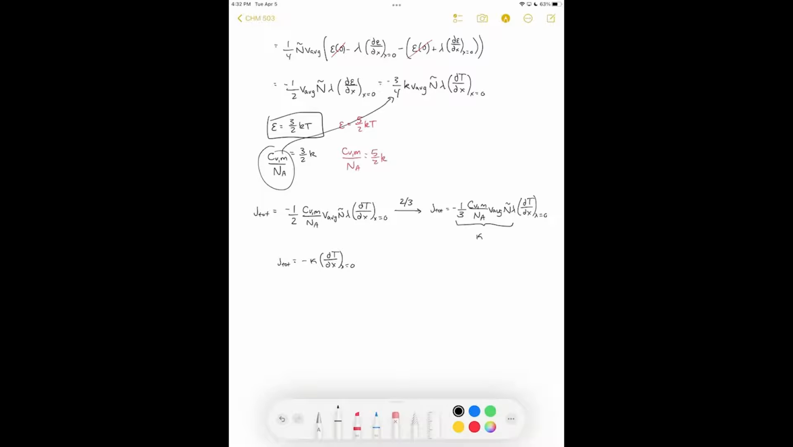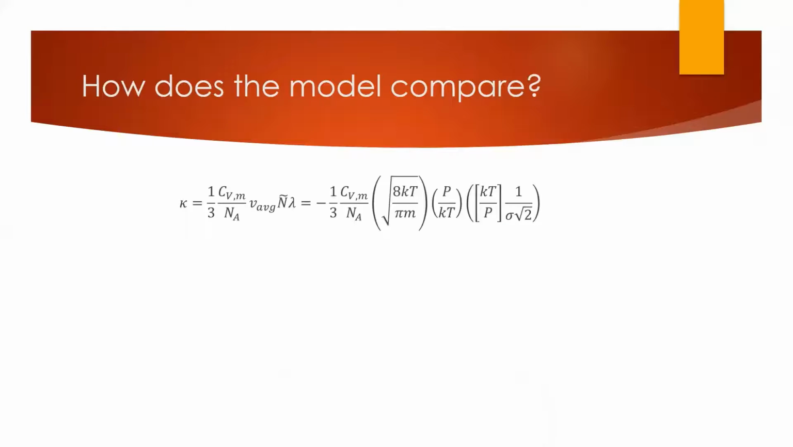If we go ahead and substitute in the actual expressions for all of these terms here, we see that the average velocity is equal to the square root of 8kT over pi times the mass. The number density is the pressure over kT, and the mean free path is kT over the pressure times 1 over sigma, the collisional cross-section, times the square root of 2. What we know is that the pressure terms in this equation are going to cancel, and we would actually predict that our kappa is independent of pressure, since it's in the numerator and the denominator. These two temperatures will also cancel, leaving a square root of temperature dependence for kappa.